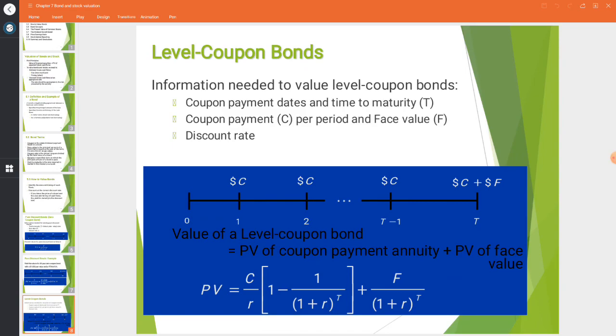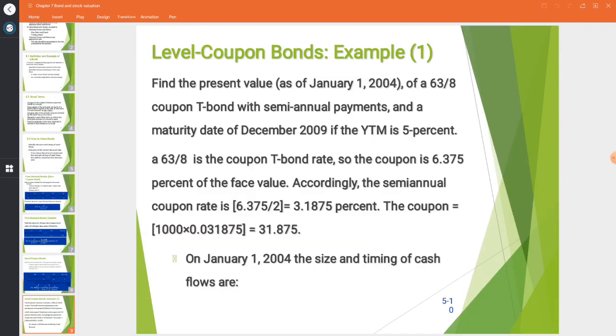This, the first part of the equation, is the part that is used to estimate the PV of coupon payments, since it is in the shape of an annuity, plus a face value discounted by 1 plus R power to T, and this is the PV of a coupon bond. Let us take an example of a coupon bond showing you how we could determine its PV.